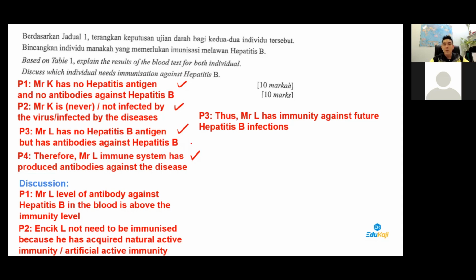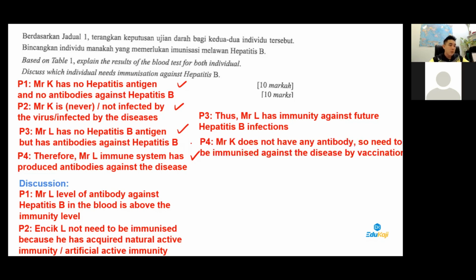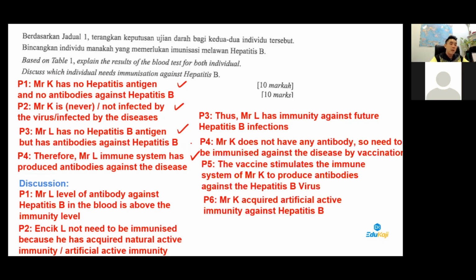But guys, because just now we saw Mr. K doesn't have any antibody, right? He's supposed to go for a jab. Yeah, he's supposed to go for vaccination. And then explain what is vaccine. Okay, a little bit complex guys. Definitely, it's not that straightforward, but still okay.